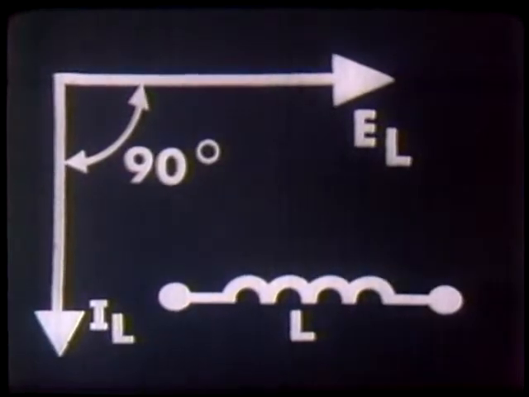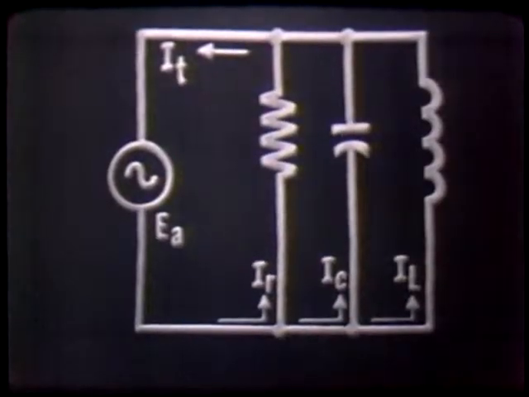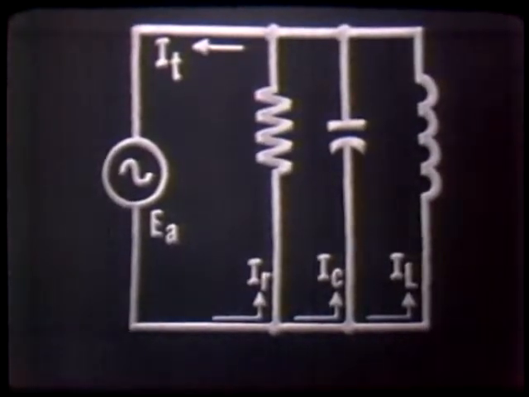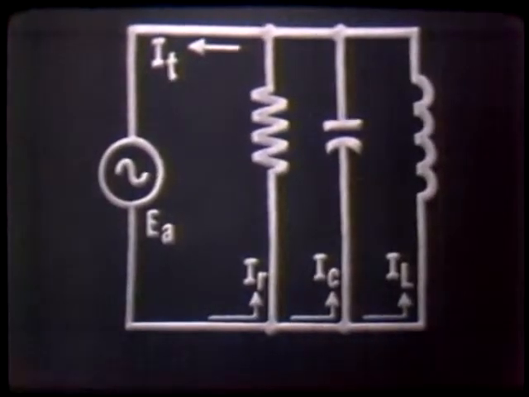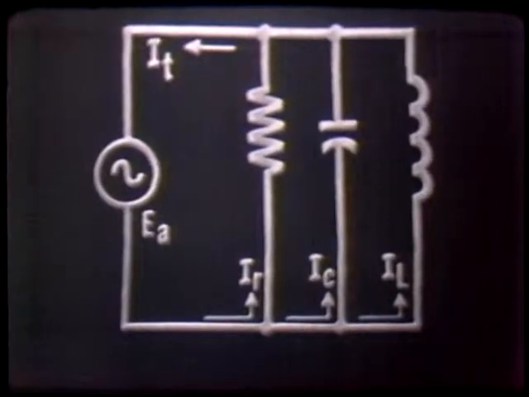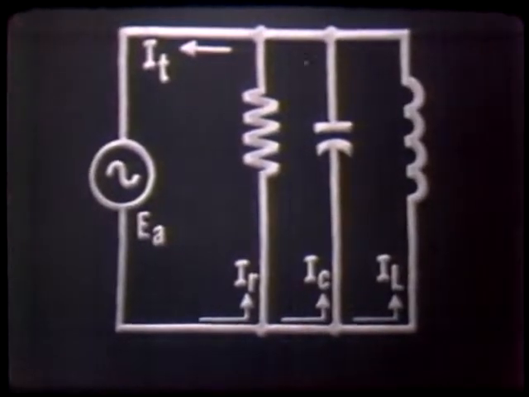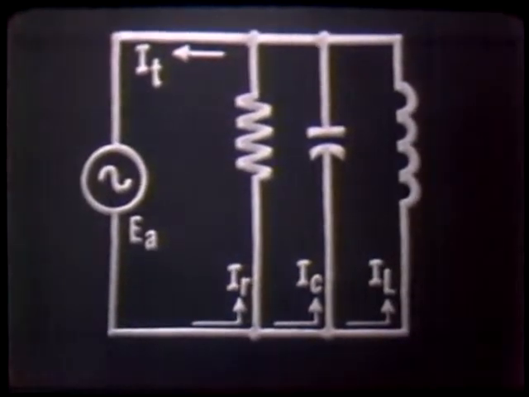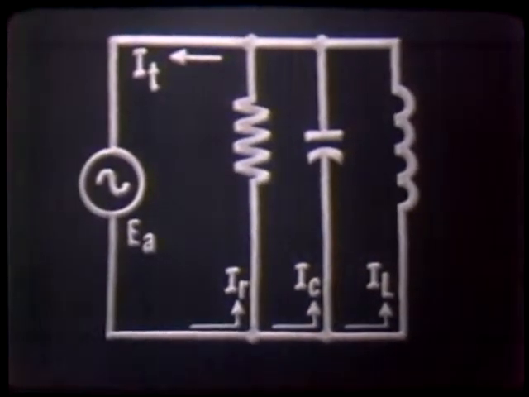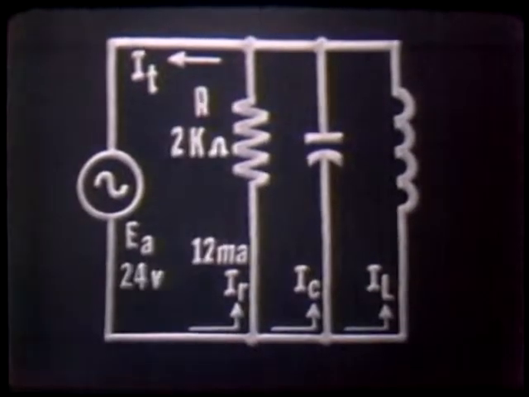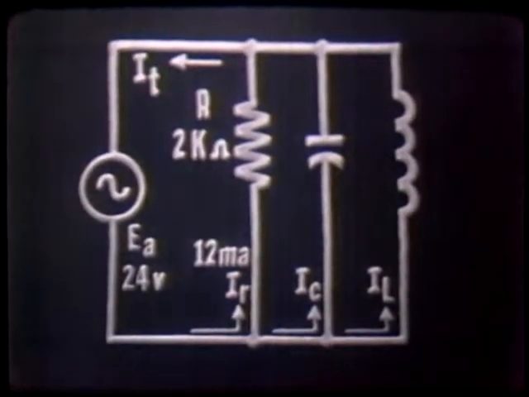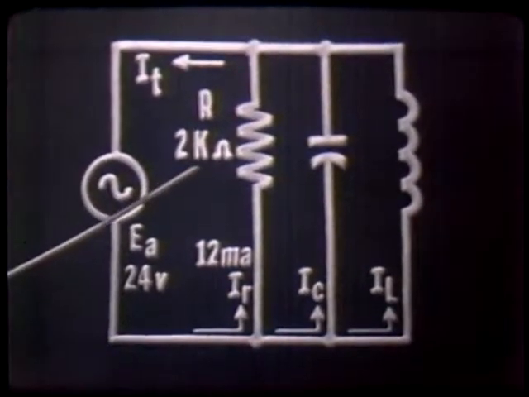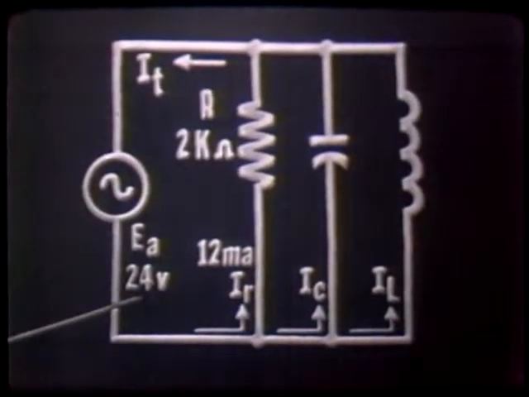From our circuit analysis thus far, it is evident that a current vector is used to represent a parallel AC network. So to show our current vector for this circuit, we need to know the individual branch currents. To solve a typical problem, solving for branch currents by applying Ohm's law and plotting these vectors, suppose we assume our resistor is 2K ohms with an applied voltage of 24 volts.